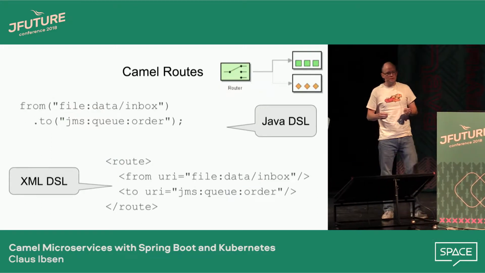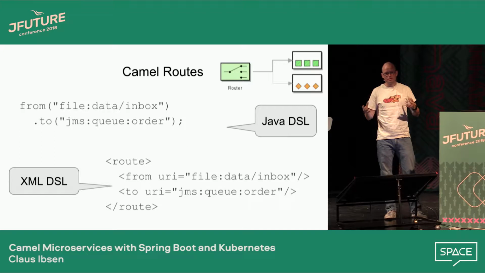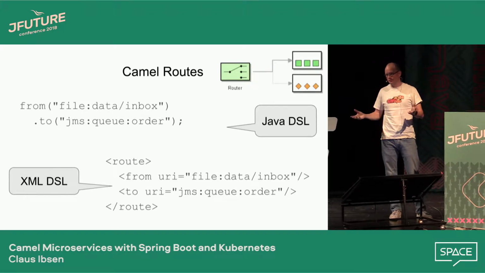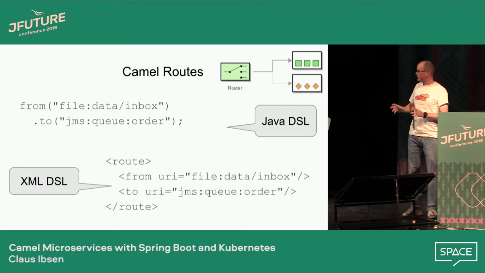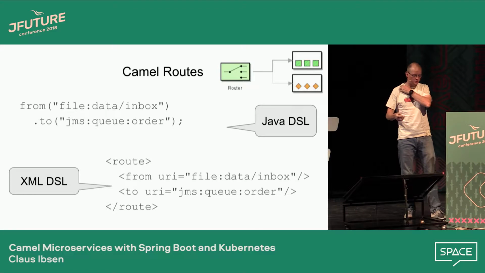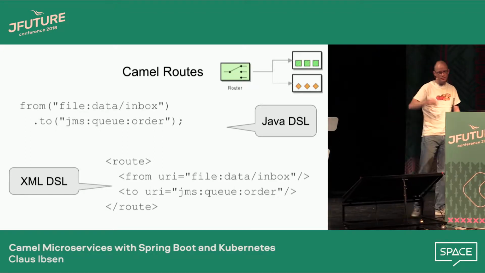In Camel, you define how systems are integrated using routes, or integration flows. In these routes, you can use the patterns. Here are very basic routes in Camel. The top one is Java, and the second one is XML. We're just saying we want to consume files and send them to a message queue. So that's 2 lines of code.